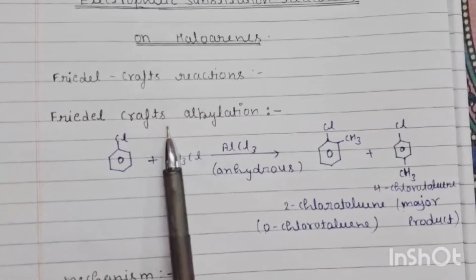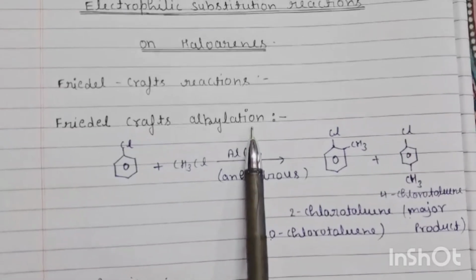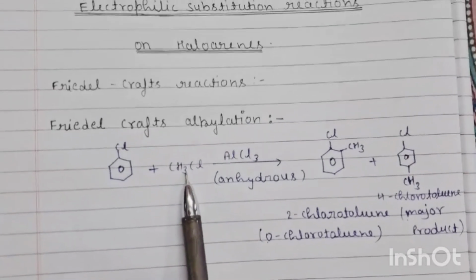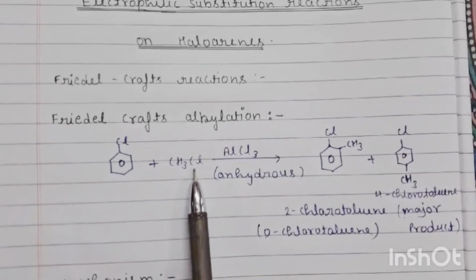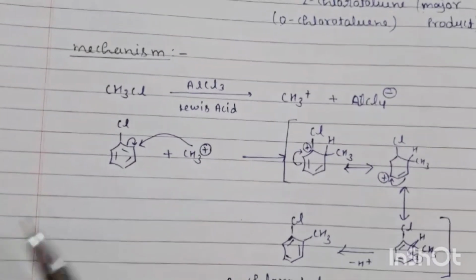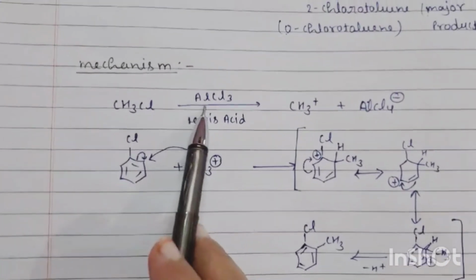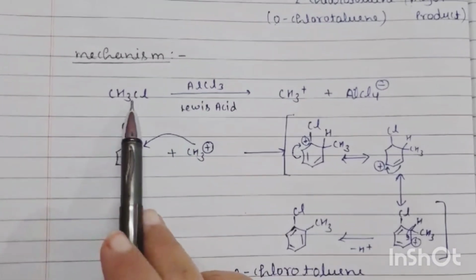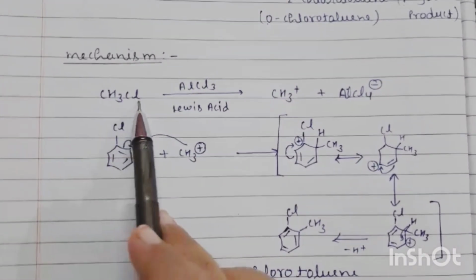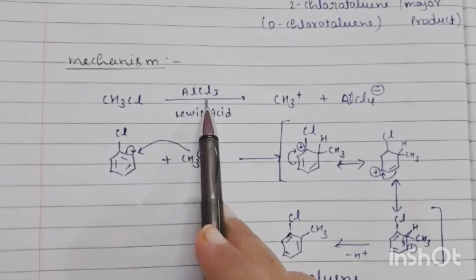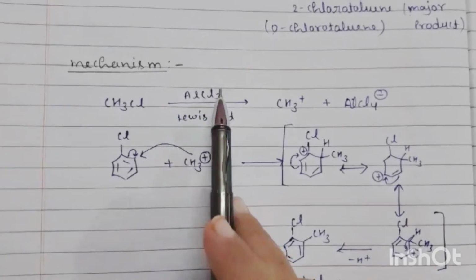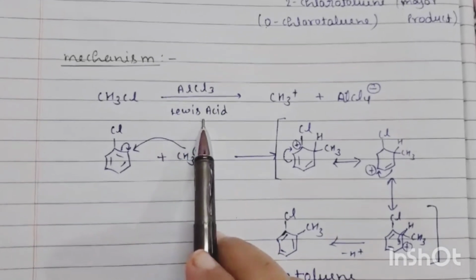So this one is your example of Friedel-Crafts alkylation of chlorobenzene. Now you can see the mechanism. In Friedel-Crafts alkylation, in the first step, CH3Cl methyl chloride reacts with AlCl3. Here AlCl3 acts as a Lewis acid.